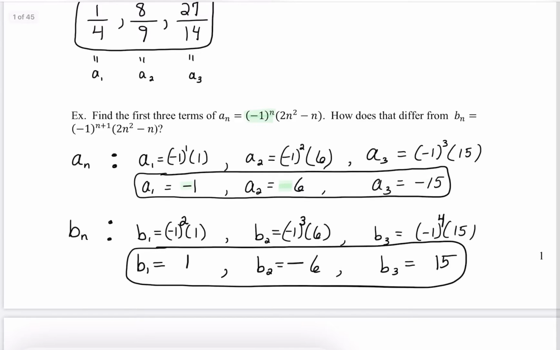So I'm alternating, but I'm alternating from negative to an implied positive and then back to negative. If I have the factor of negative 1 to the n plus 1, that one also alternates, but since I start at negative 1 to the second power, I actually start off positive, and then I alternate negative and then back to positive. So they're both alternating, it's just one starts negative, the other one starts positive.